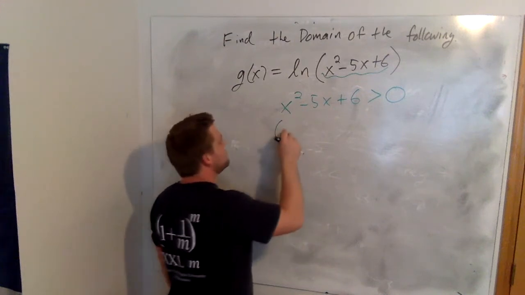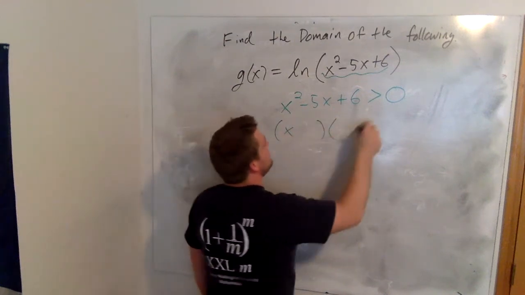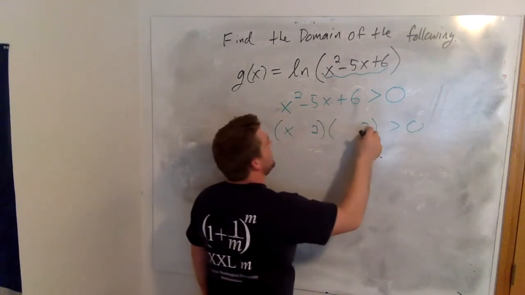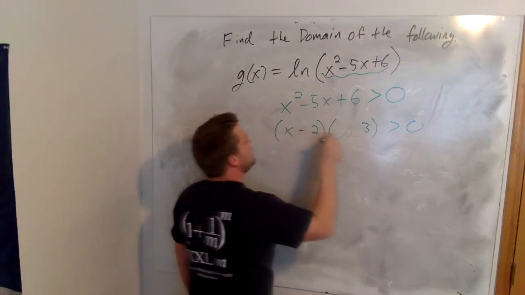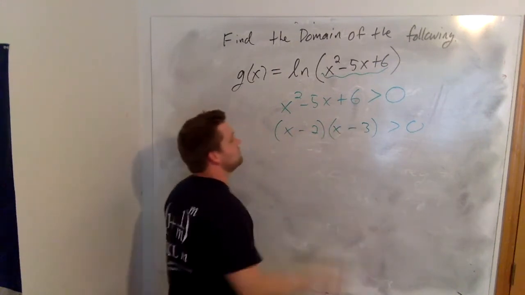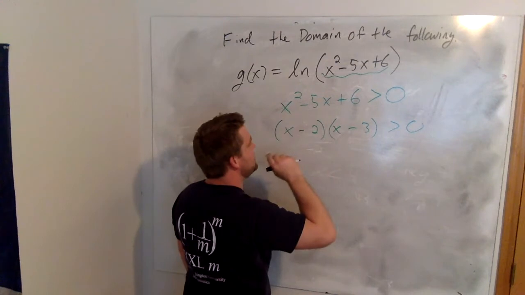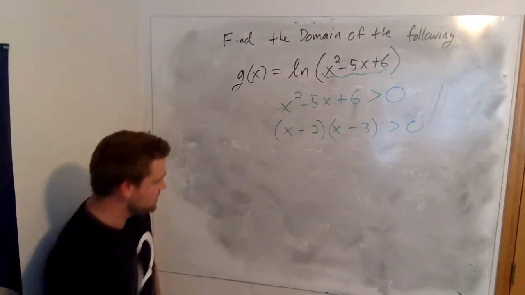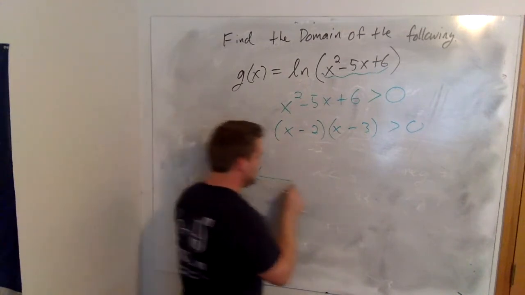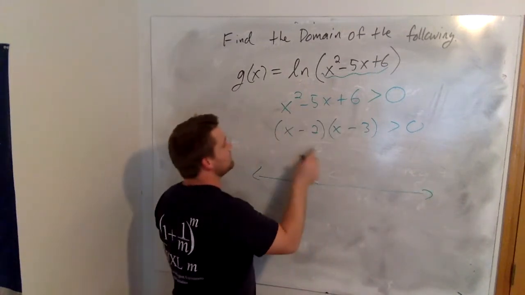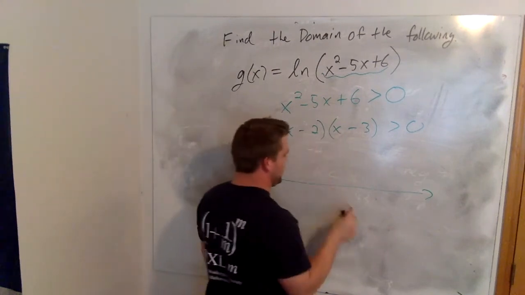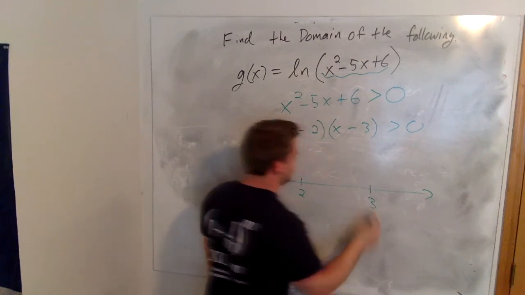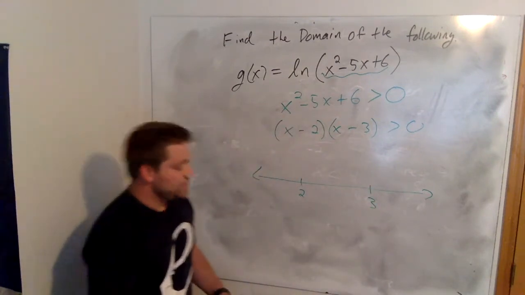So this factors to what? I think I need combinations of 2 and 3, and I think they both need to be negative. Okay, so these multiply to give me a positive 6, and they add to give me a negative 5. Okay, let's make a sign chart. When is this exactly equal to 0? Well, at 2, and at 3. Now we can make a sign chart.